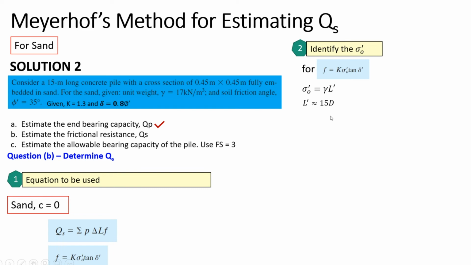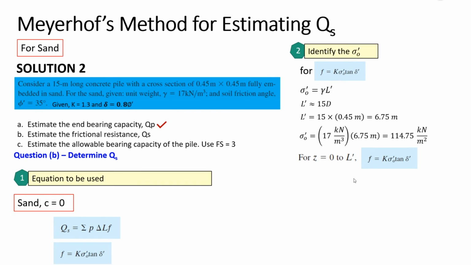So we need to identify first the L prime, which is equivalent to 15D, so you have 6.75 meter. You just substitute and then you can get 114.75 kilonewton per meter square. Now to get the F for this depth, Z from 0 to L prime, we have F equivalent to K sigma naught prime tangent delta prime. It is actually based on this situation.